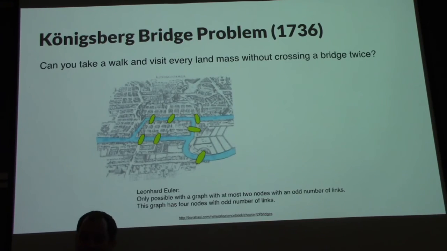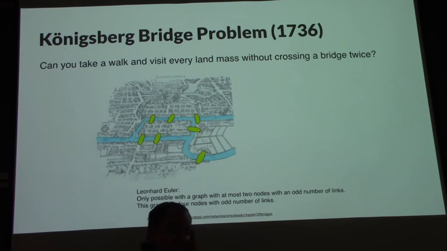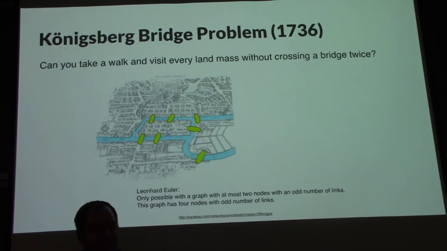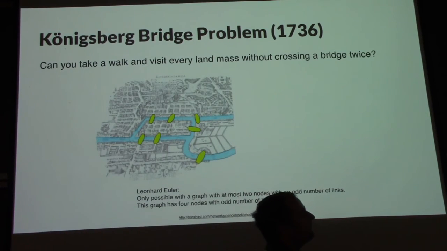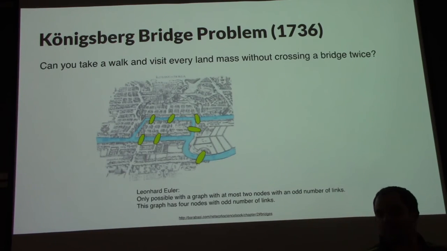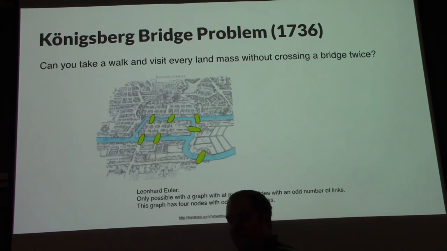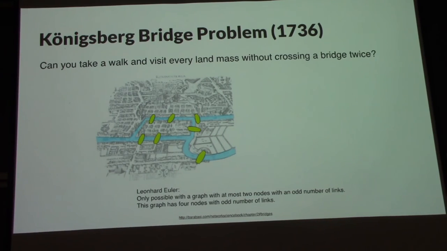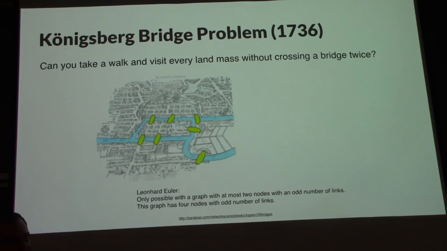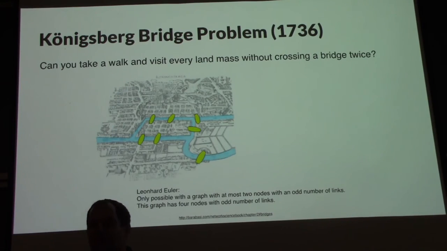Graph theory goes back to the Königsberg bridge problem, and the problem that was formulated somewhere around 1736 is this. Königsberg is a city in Germany, and the question that people are talking about is, can you take a walk through the city, which was bisected by a river that branched? Can you take a walk through the city and visit every landmark without crossing a bridge twice? Try to figure it out.